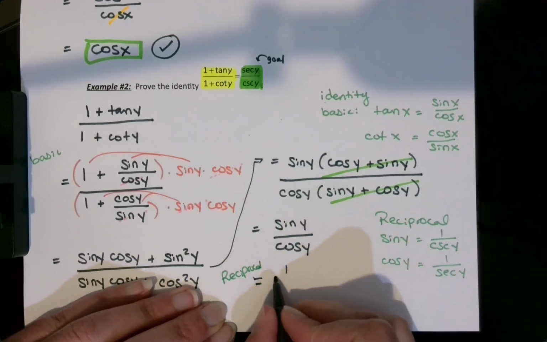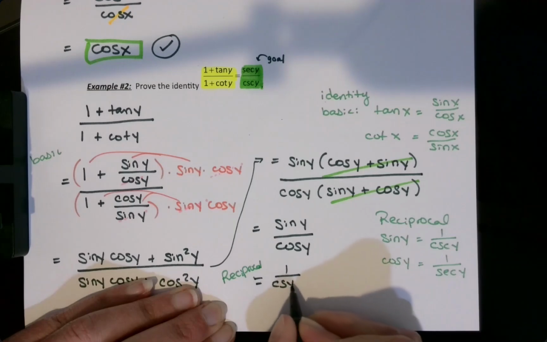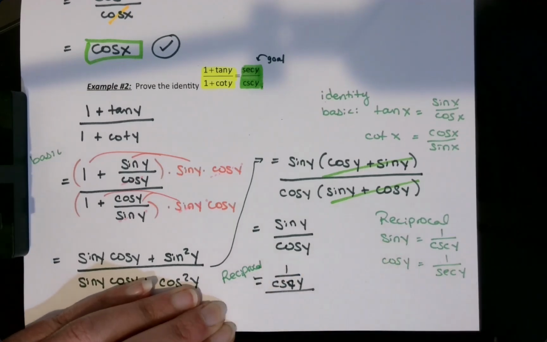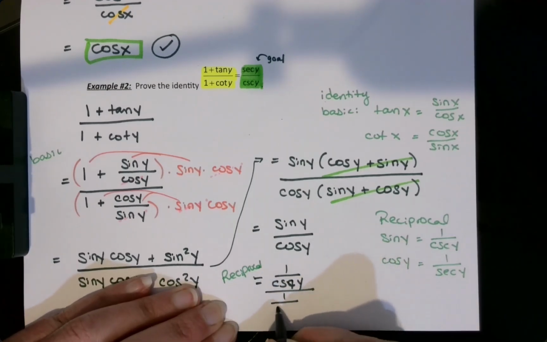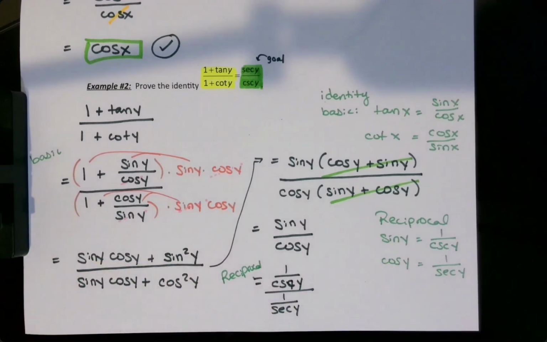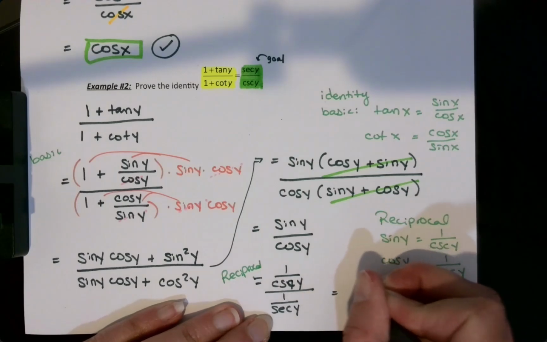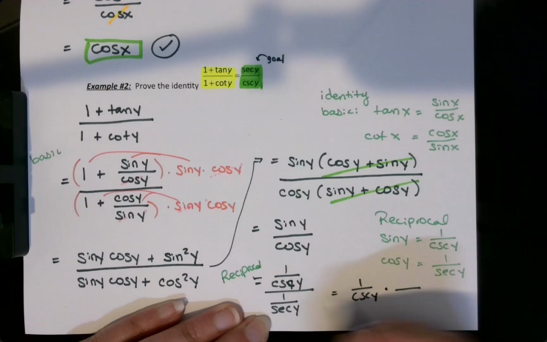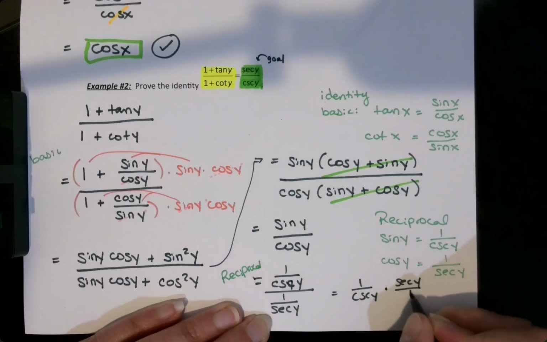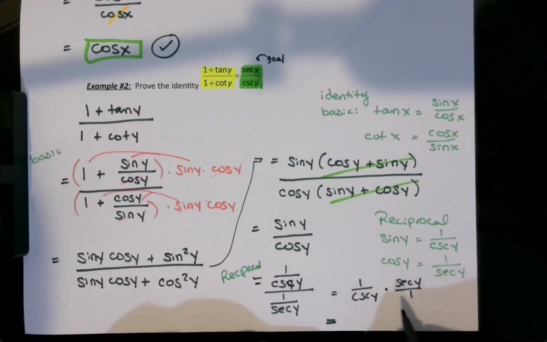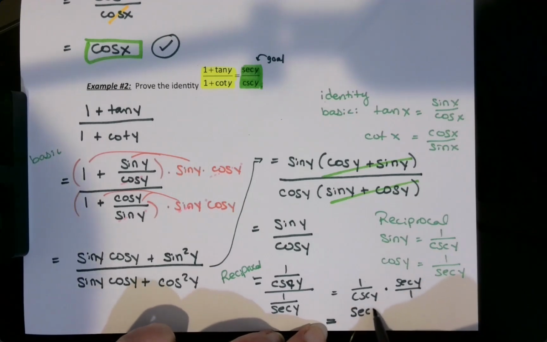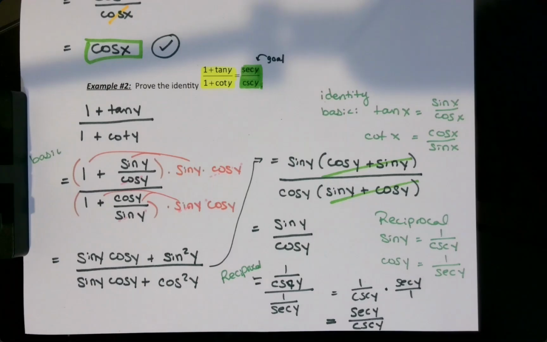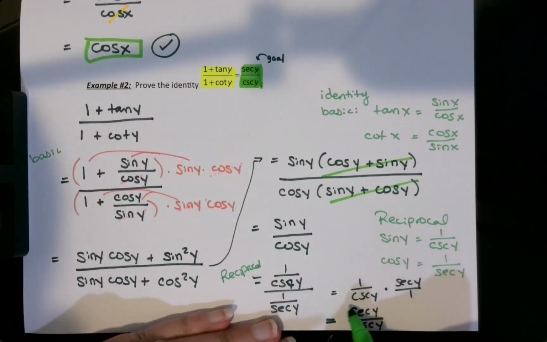Sine of y is 1 over cosecant of y, and cosine of y is 1 over secant of y. Now I can use properties of fractions to write this as 1 over cosecant of y times the reciprocal, secant of y over 1. So I end up with secant of y over cosecant of y, and that's what I was trying to get. Got a little messy here.